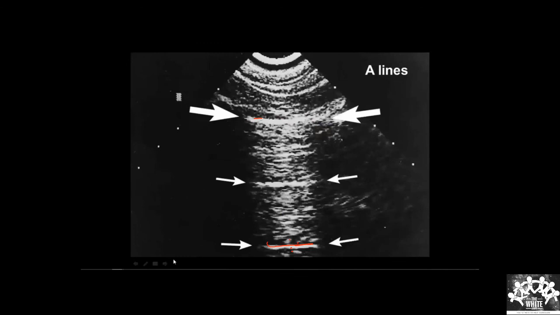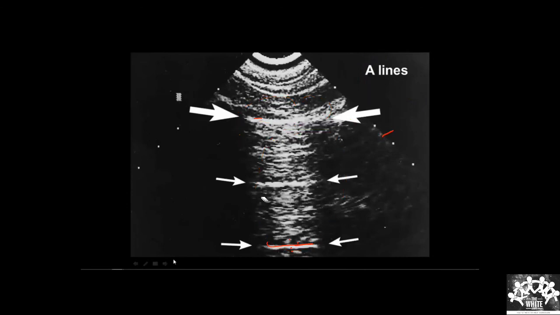It is an artifact created by the repeated reflection that is happening on the pleura. It is similar to a mirror image artifact, but it is not called that; it is called A lines. When there is a normal lung and normal pleura, I see this artifact. This is called an A line.